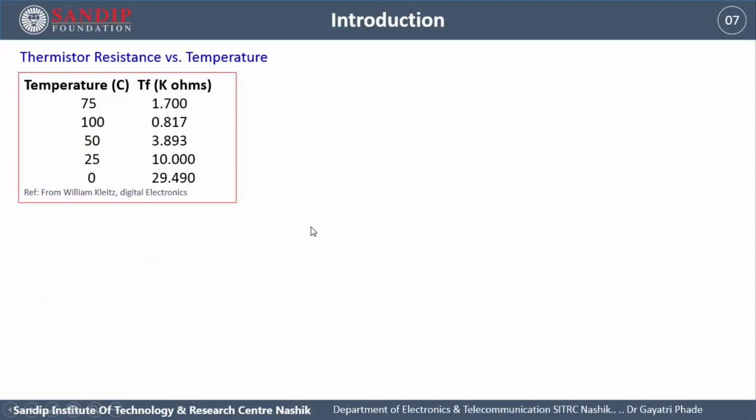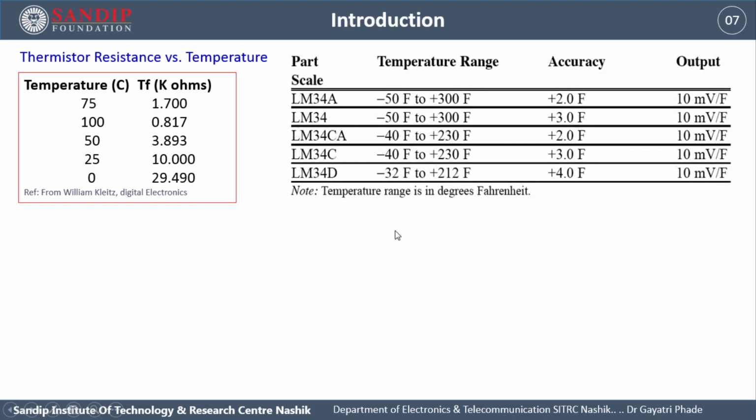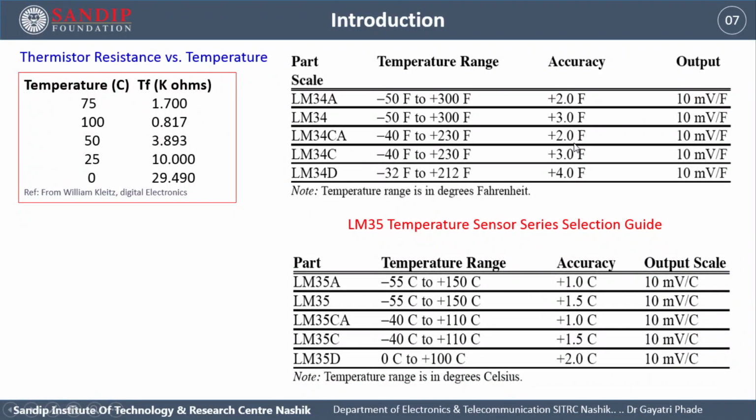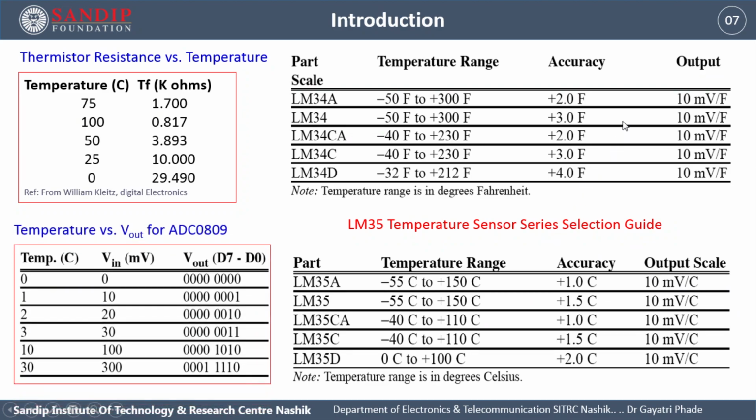Then we have seen the thermistor, whose output is in terms of the resistance. Then we have seen the LM34, which gives the output in 10 millivolt per Fahrenheit, and LM35 gives the 10 millivolt per degree Celsius. We can choose as per our requirement.